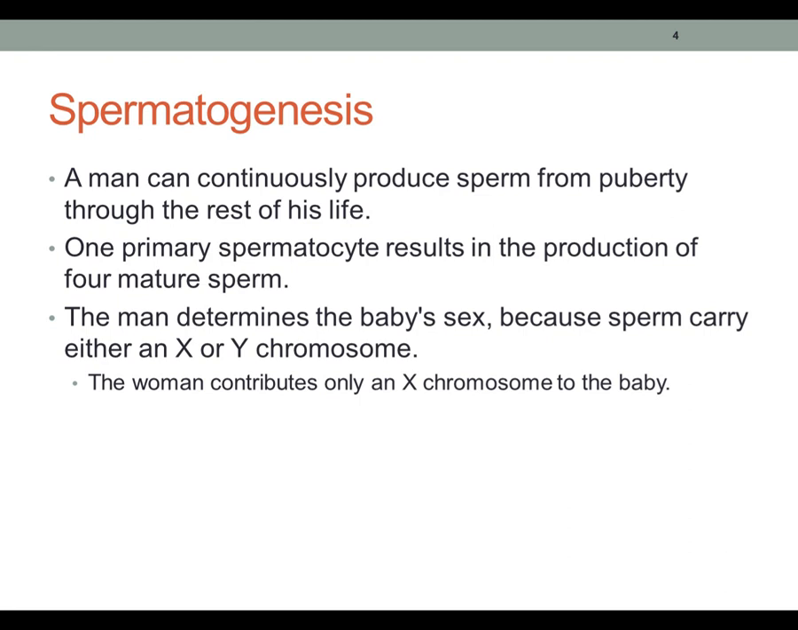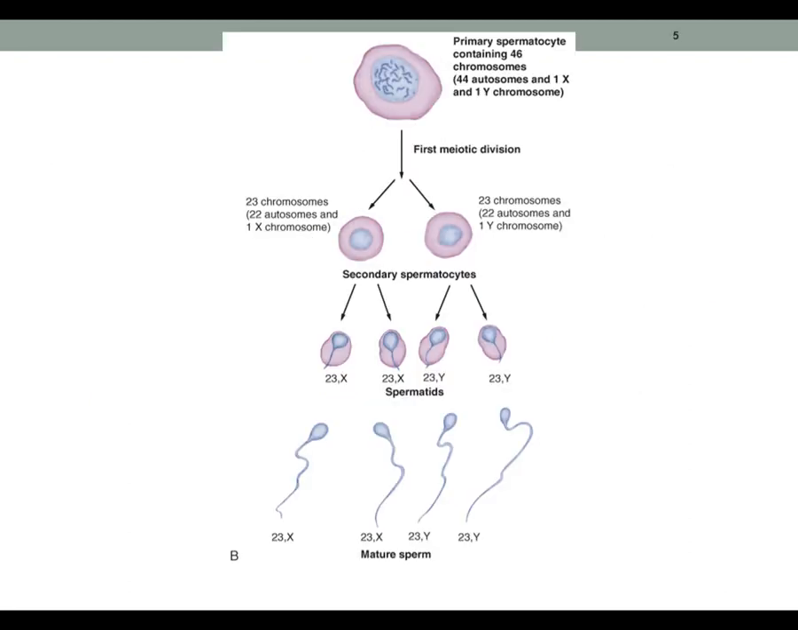So the spermatocyte results in the production of 4 mature sperm. So one male cell, spermatocyte, will produce 4 sperm. So the spermatocyte has 46 chromosomes. It's a normal cell, so it's going to split into 2 cells, and each one of those cells is going to have half of the genetic content. So it's going to have 23 chromosomes. It's going to have 22 autosomes and an X, and then 22 autosomes and a Y.